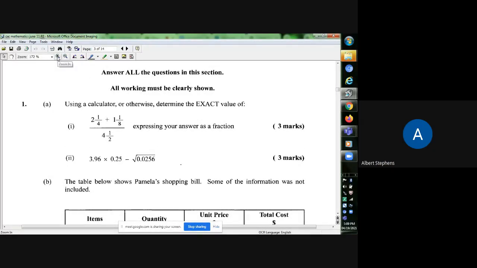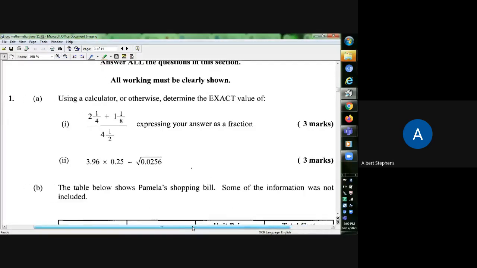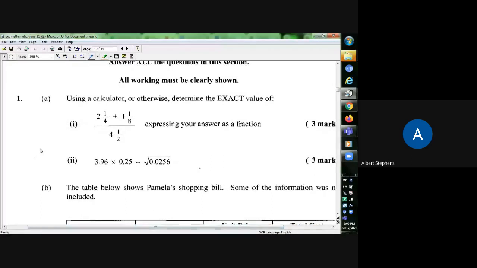Let's start off with something really quick. I want everybody to try number one, part one and part two quickly. It's a little fraction.